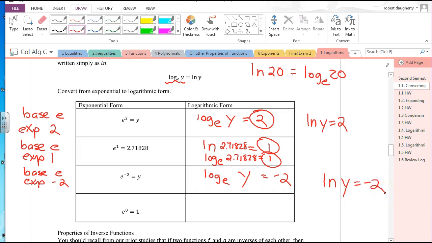ln of y is negative 2. These are the equivalent expressions: log base e and ln. Those are natural logarithms.